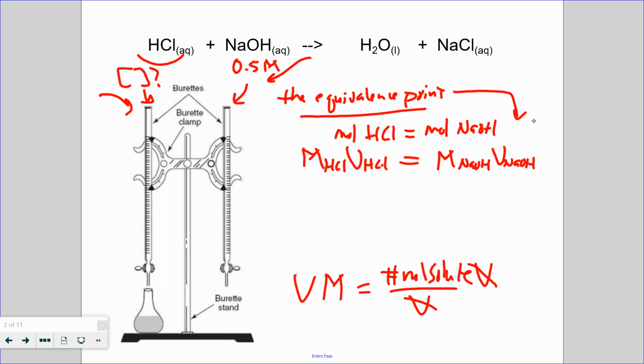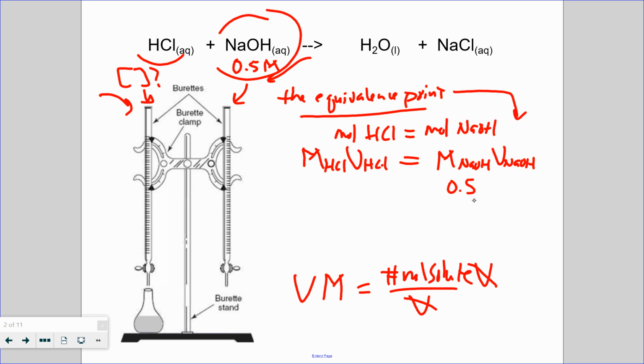So the fun part of this lab is finding the equivalence point. Once you've found the equivalence point, the calculations become really, really simple. I already know the concentration of the NaOH. I told you that we made this solution. So the concentration of the NaOH is 0.5 molar.